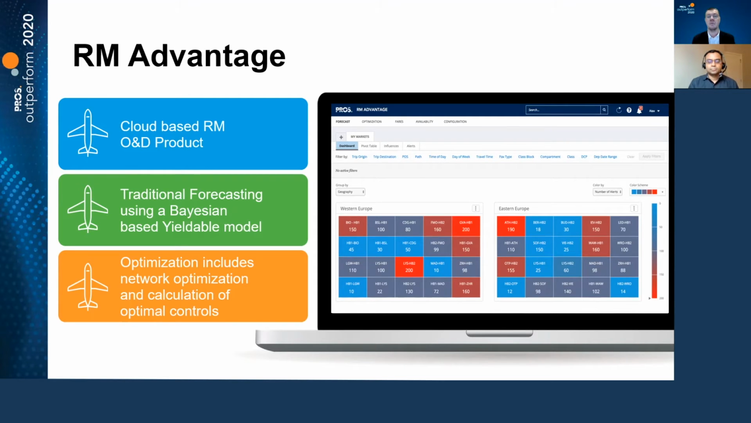It has a traditional forecasting, which uses Bayesian models, so it can update and learn based upon new observations, based upon a yieldable model. Optimization includes a network optimization, so it incorporates that O&D behavior in terms of the optimization process, and then calculates the optimal controls based upon that.